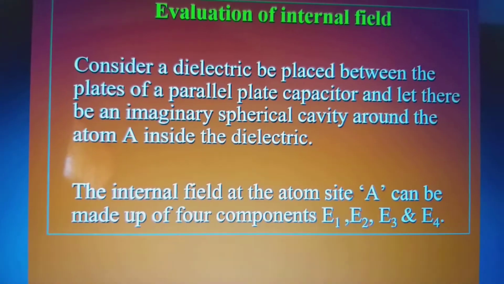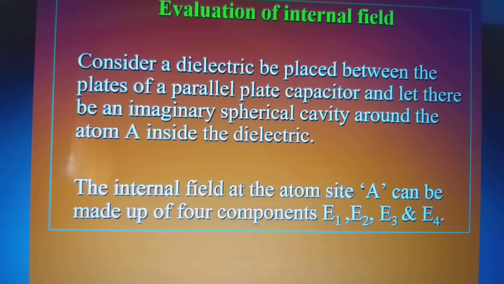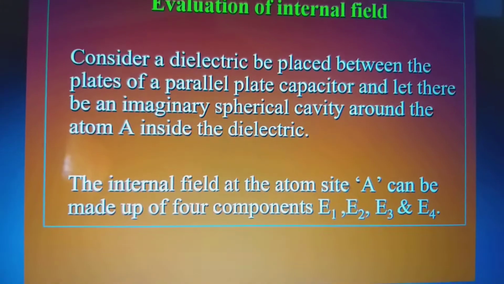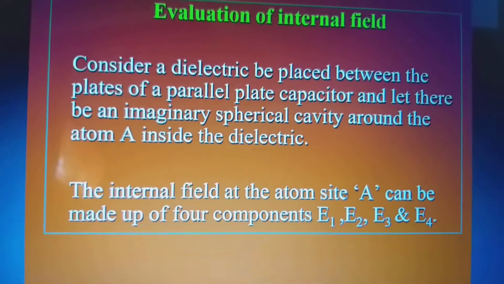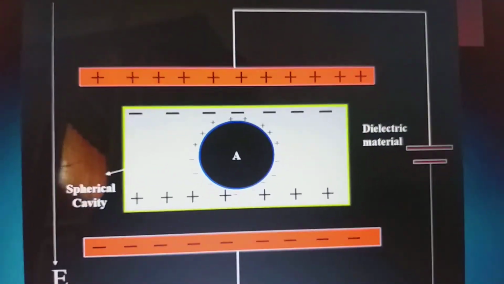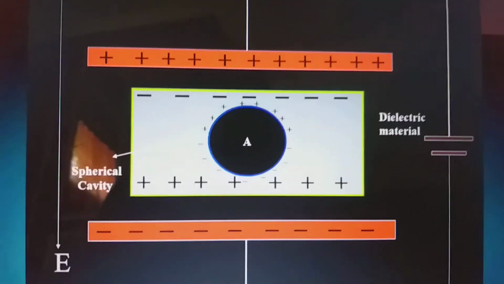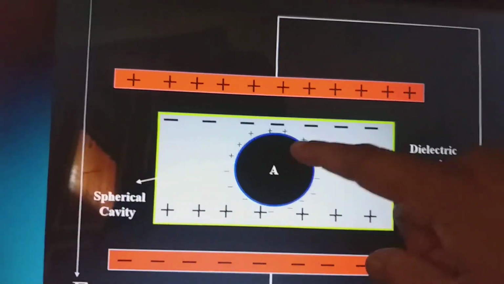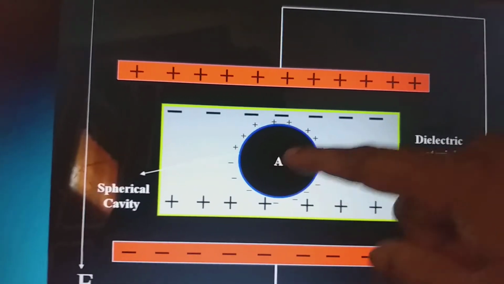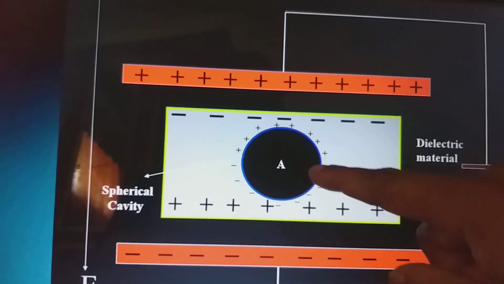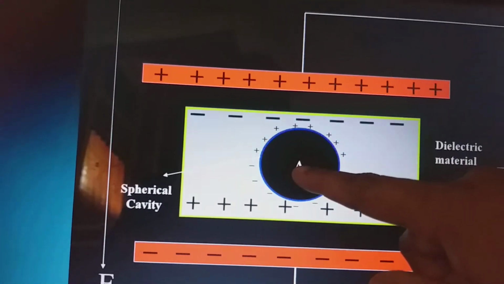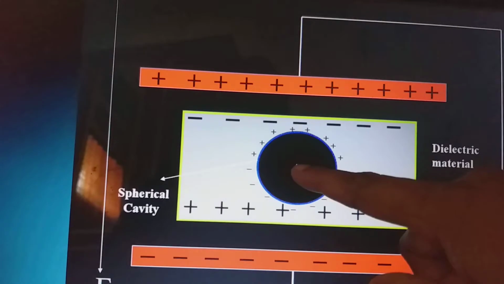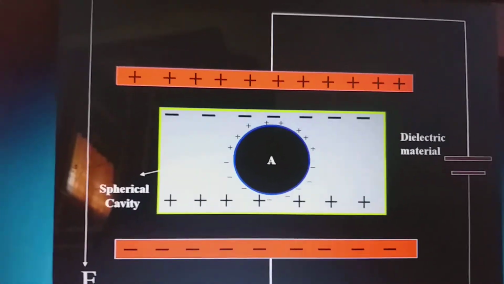So this atom has an internal field of four components: E1, E2, E3 and E4. This is the dielectric material which has the spherical cavity with a number of atoms inside, but we have to calculate the internal field at an atom at the center of the cavity.